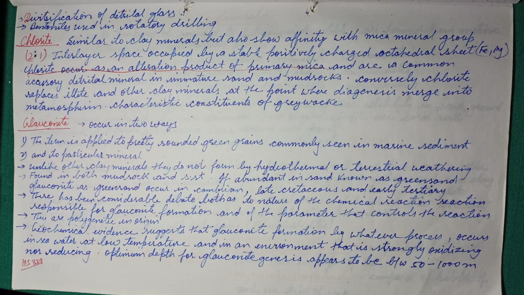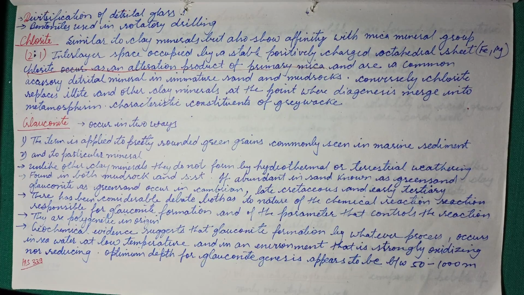Okay, conversely, chlorite replaces illite and other clay minerals at the point where diagenesis merges into metamorphism. So this chlorite will replace illite. Okay, illite, what is illite? There is potassium ion in the interlayer spacing. The most abundant of all clay minerals is illite. Okay, so this illite will be replaced by the chlorite.